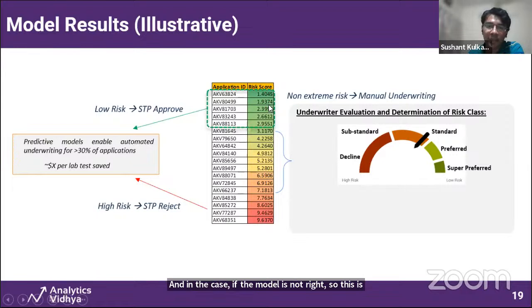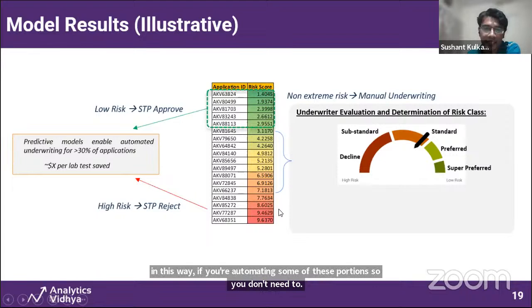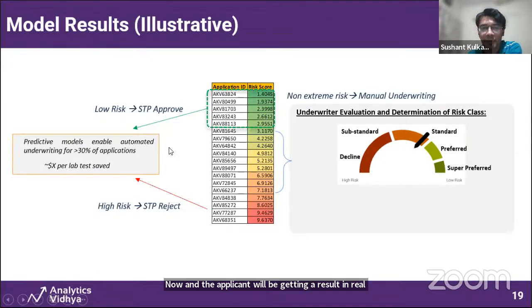So in this way, if you're automating some of these portions, the applicant will be getting a result in real time or close to real time, right? So customers get a better experience, the company is also able to issue more policies, and it avoids underwriters having to go through all of these, right? So you save a lot of money for the company as well by automating some of these things. So yeah, this is one of the common use cases here. This is what we had. Open for any questions.